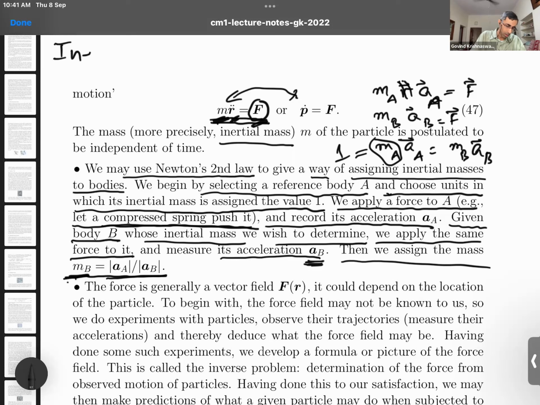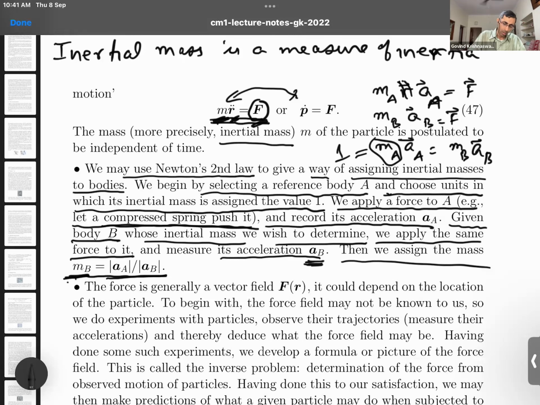So the inertial mass is a measure of inertia. And it's basically what I said in words. For the same force, you will produce a lesser acceleration if you have greater mass. That is all.